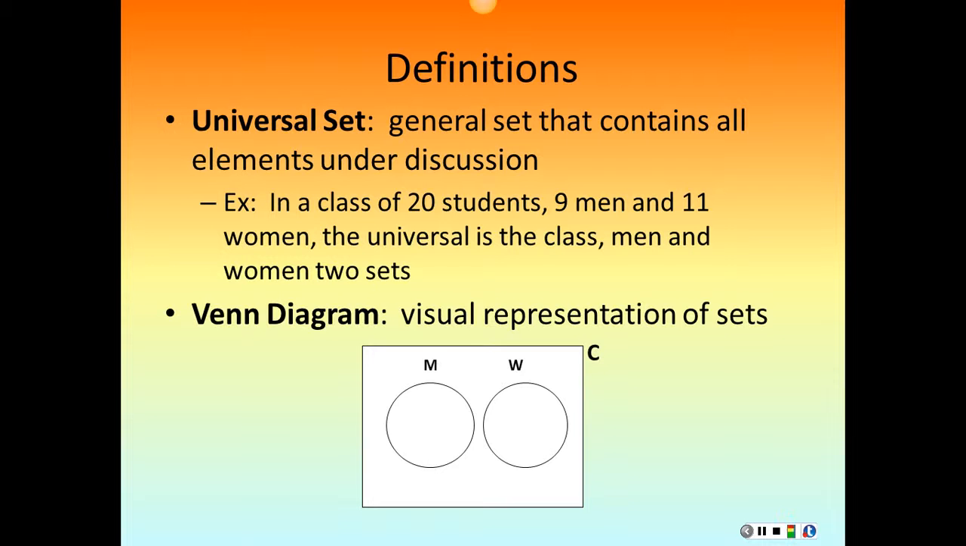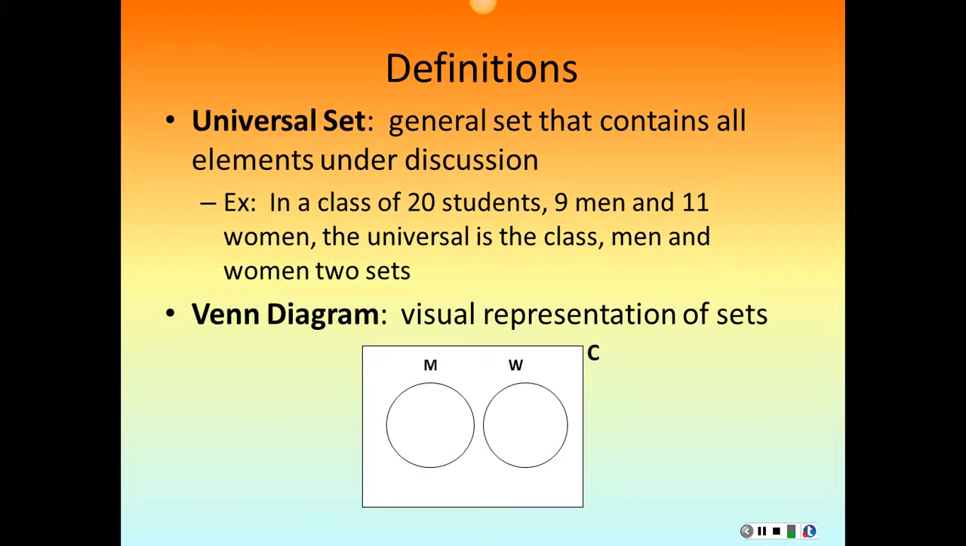So first, some definitions. The universal set, again, is a general set that contains all elements under discussion. So for example, in a class of 20 students, 9 men, 11 women, the universal set is the entire class, and the men and women are two individual sets. And we can represent that with a Venn diagram. A Venn diagram, for those you may remember, is a visual representation of sets, such as what's drawn here.